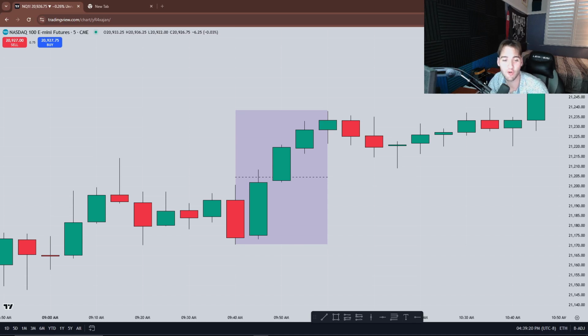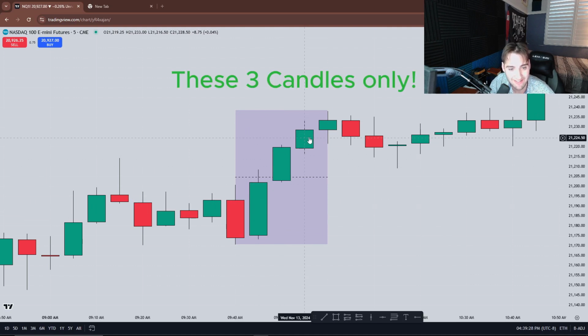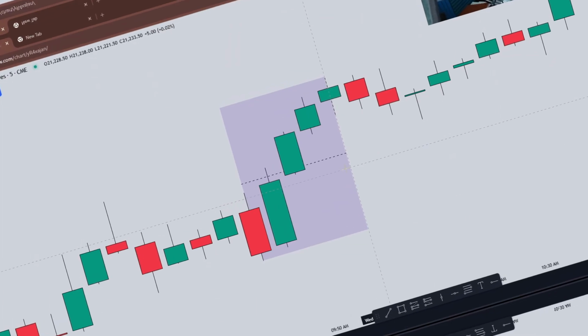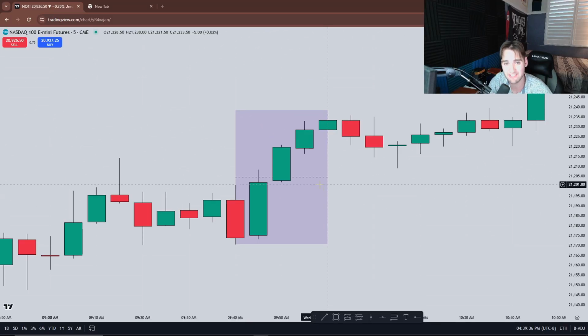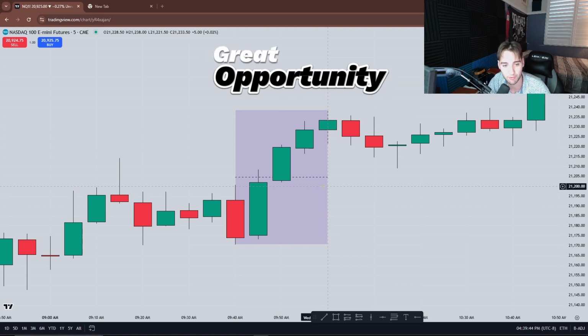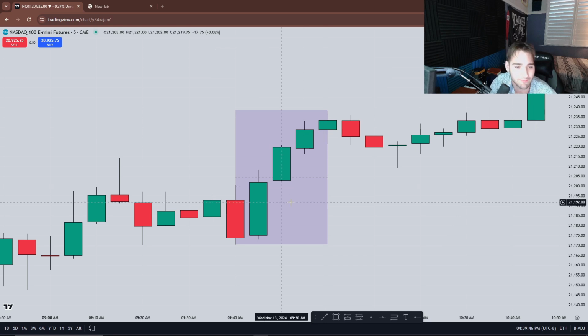All right, guys, so we're on the charts here. As you can see, I highlighted this area. We're only going to be looking at this candle, and this, okay? These three candles that are inside this purple zone. I'm going to show you exactly what this fair value gap is and what this means, guys, okay? If you implement this in your trading, it's going to be huge. It's going to give you good entries, good knowledge in the markets, and great opportunity, okay? So let's go ahead and just get started.